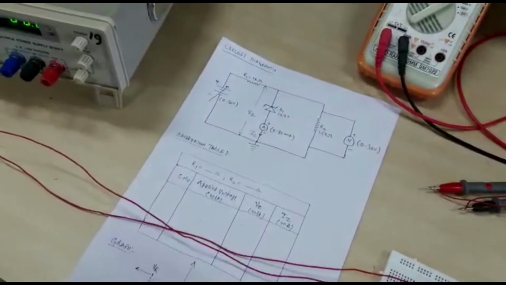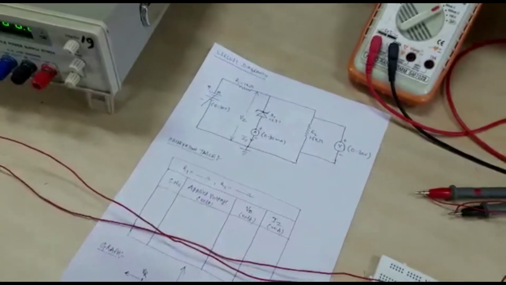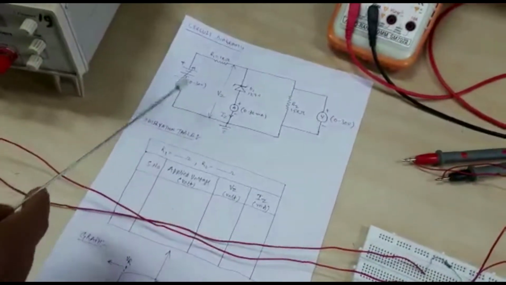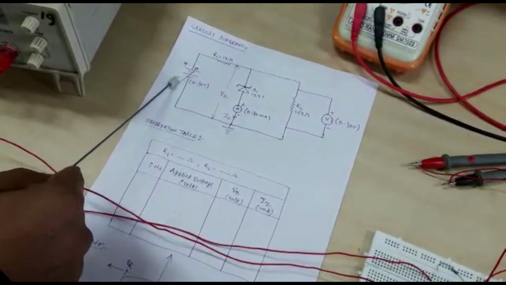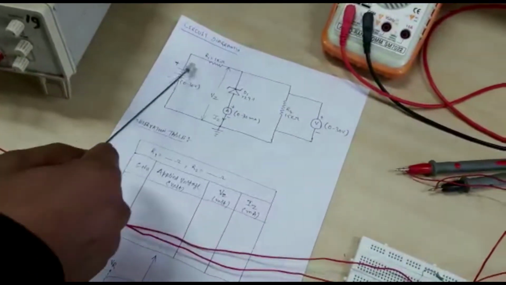Today our experiment is to study the characteristics of Zener diode and its application as voltage regulator. So this is the circuit diagram. This is the DC power supply. Its range is 0 to 30 volts. This is the main circuit.